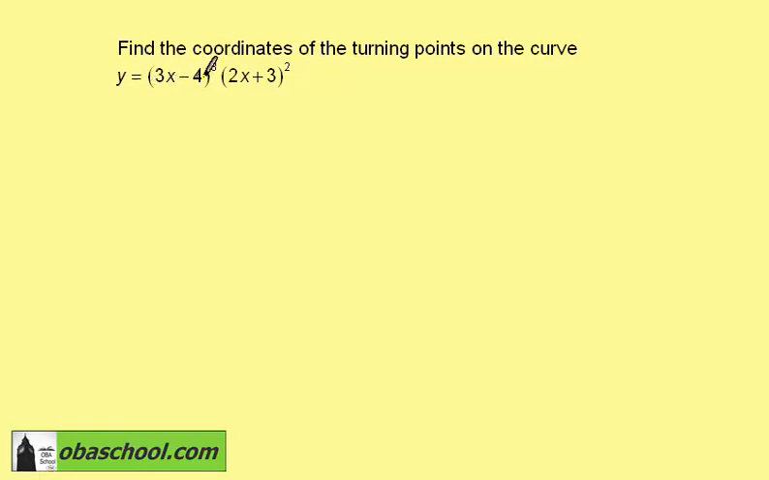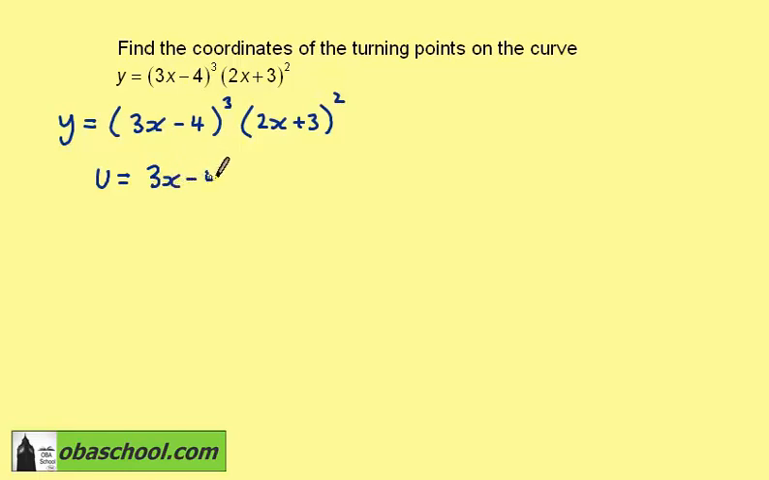We want to find the coordinates of the turning points on the curve y = (3x − 4)^3 (2x + 3)^2. So y is (3x − 4) cubed times (2x + 3) squared, and we have a product. Let u be (3x − 4) cubed and v be (2x + 3) squared.